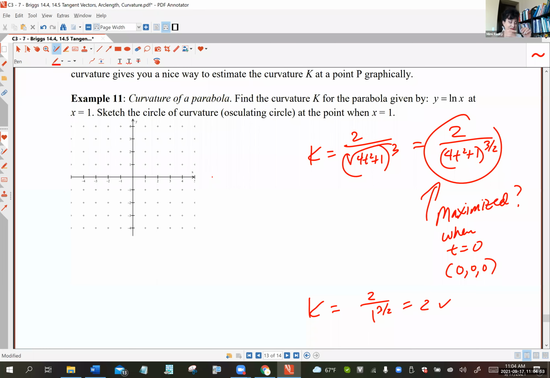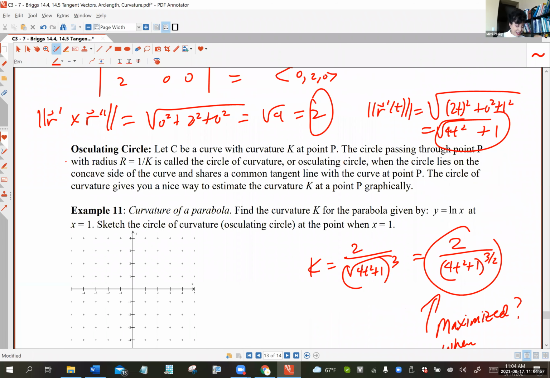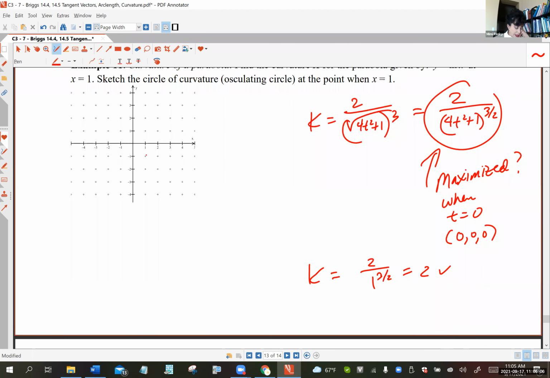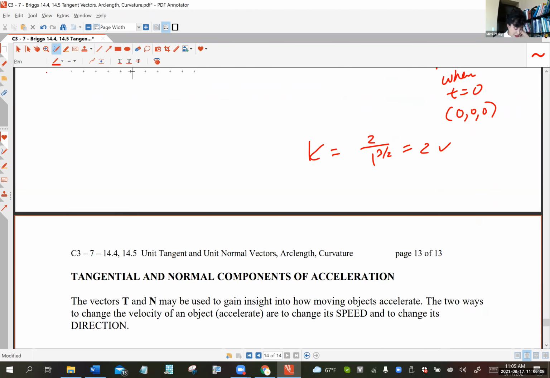Okay. So here's the idea. There's this thing called an osculating circle. So what the heck is it? I just like to show you what it would look like. If you have some curve somewhere, that's not it.